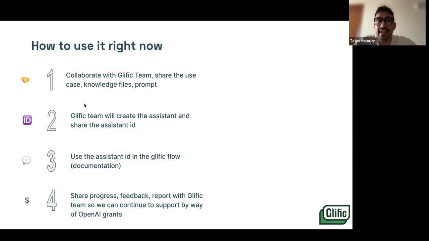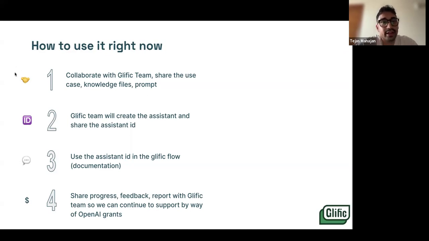So to use it right now, step 1 is that you will have to reach out to the Glific team, share the use case or the knowledge files that you want to start using it for. We can help you create a good prompt. We have got some practice with it now. We'll create the assistant and share the assistant ID with you. You can then use the assistant ID in your flows.